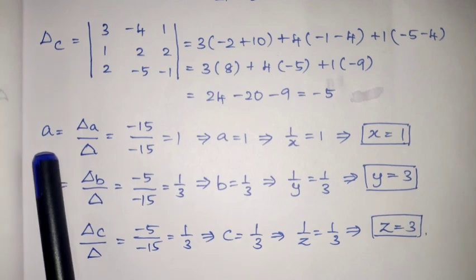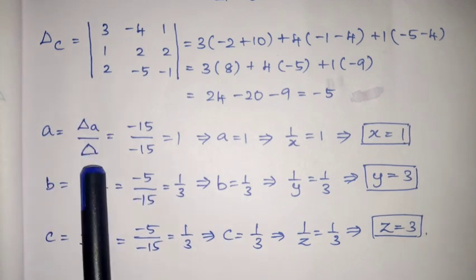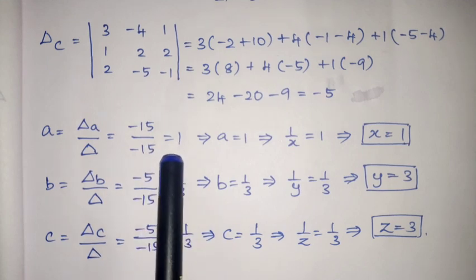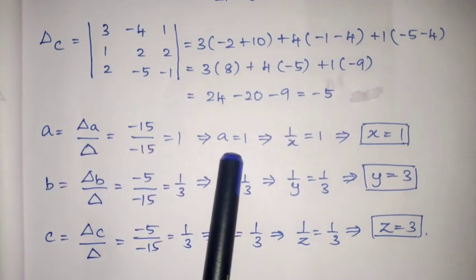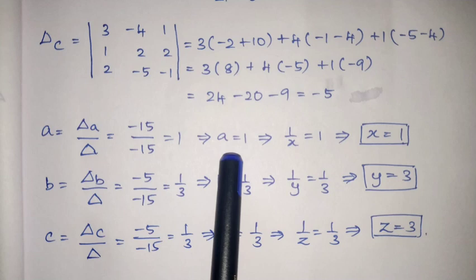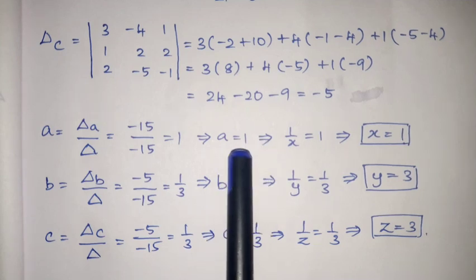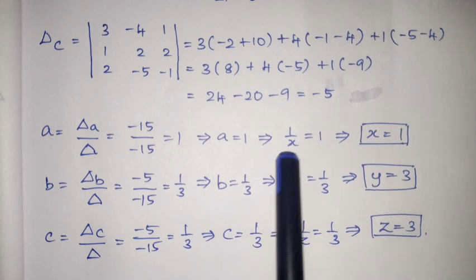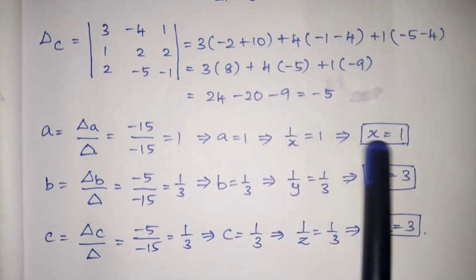Finally, we have to find the value of A. A is del A divided by del. What is del A? Minus 15 divided by minus 15 is 1. So the value of A is 1, but we want the value of what? X, right? We have substituted 1 by x as A, right? So replace A by 1 by x. So 1 by x is equal to 1, so x is equal to 1.